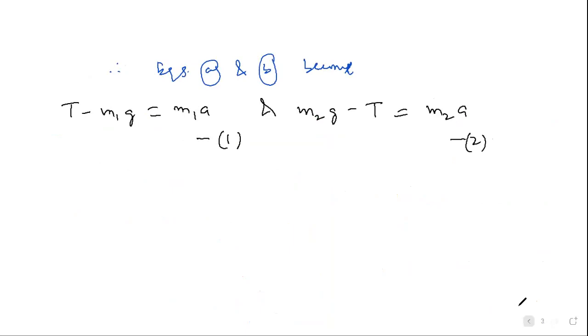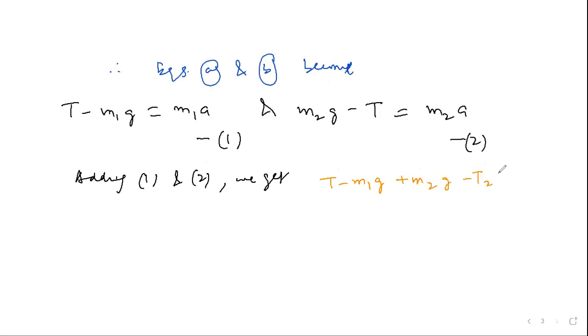Now I have to solve for A and T, right? So what we do, we solve them, or we add them, adding first and second. Add the equations. My left hand side is T minus M1G plus M2G minus T is equal to M2A plus M1A, right?